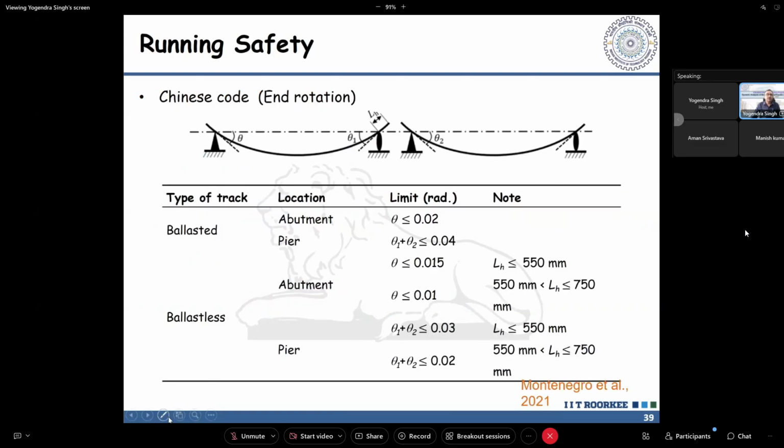Then this angular rotation and LH are also given in the Chinese code. You may be aware that the Chinese have done a lot of work on high speed trains, and they have developed a lot of literature also. The only problem is that it is difficult to get that in English language.